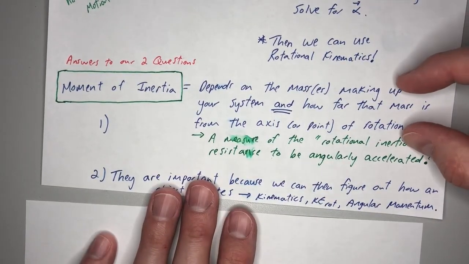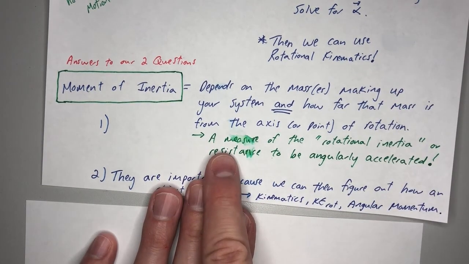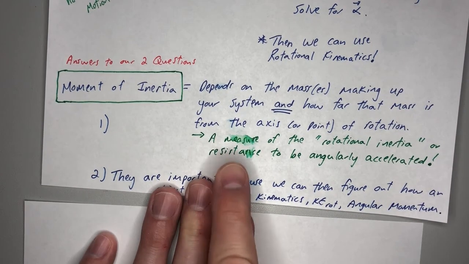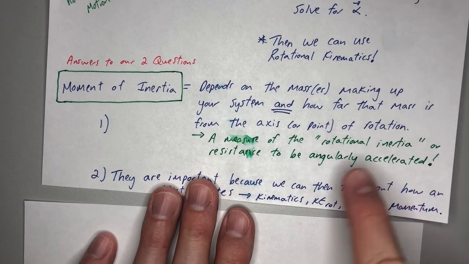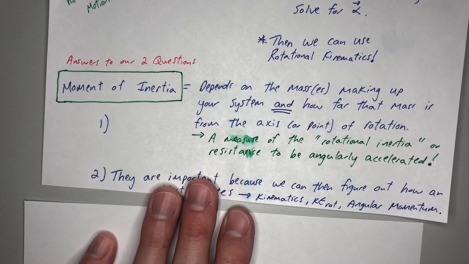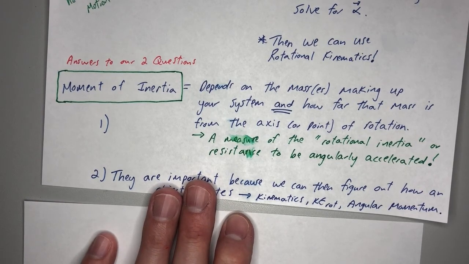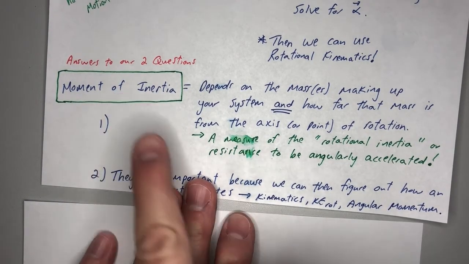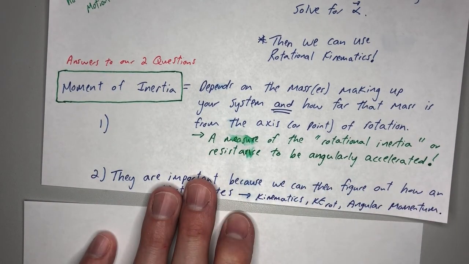Our textbook lays it out this way in the blue, and then I put this down because I thought it was a nice way to put it: a measure of the rotational inertia, or resistance to being angularly accelerated. If you picture a soup can and you're putting a force on it and trying to make it roll, the moment of inertia is like the resistance to wanting to be rotated.